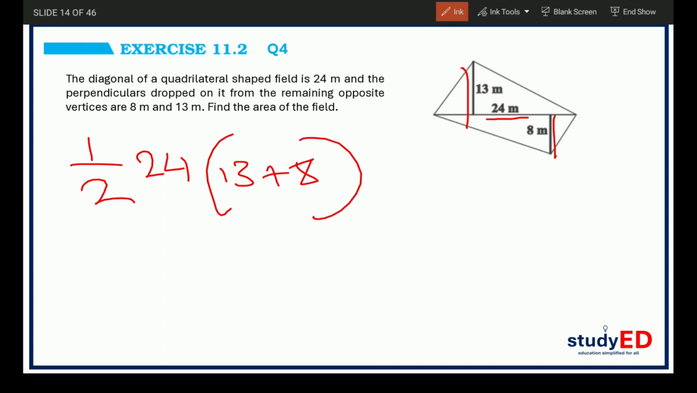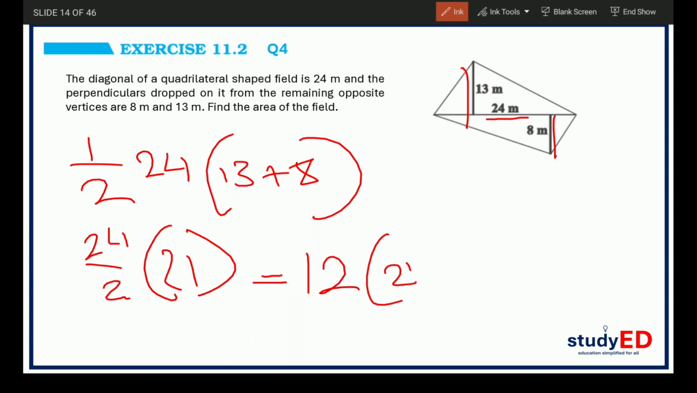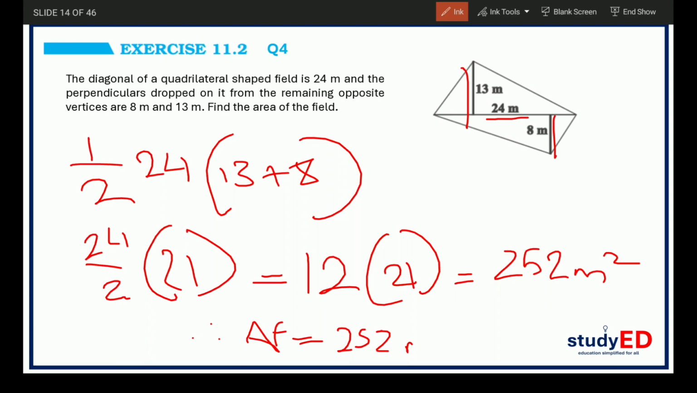So if we simplify this, 1 by 2 of 24 is 12, and 13 plus 8 is 21, and we have 21 here. If we multiply this, we then get 252 meters square, giving our final answer: the area of the field is equal to 252 meters square.